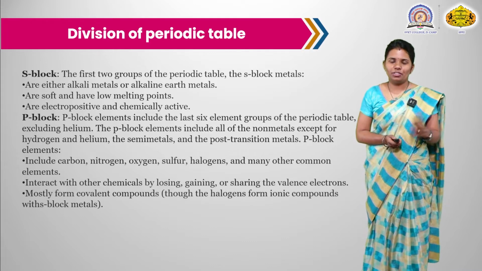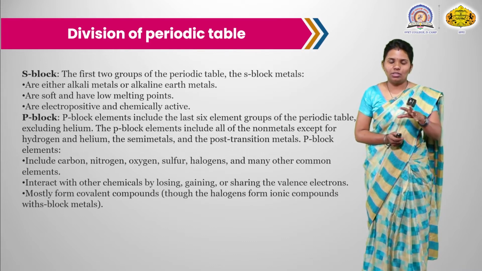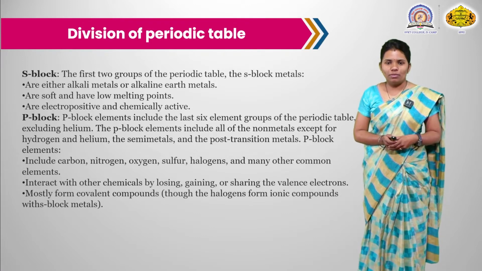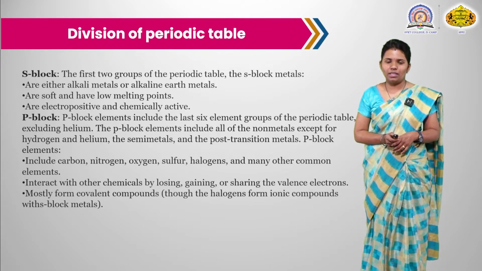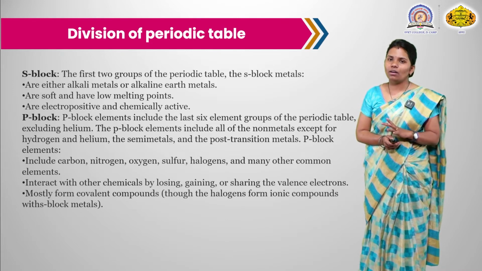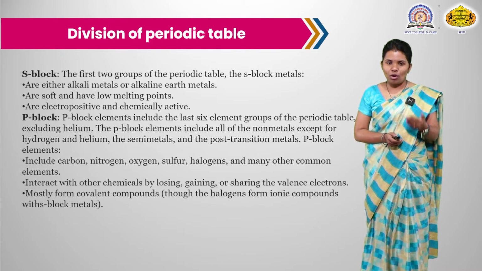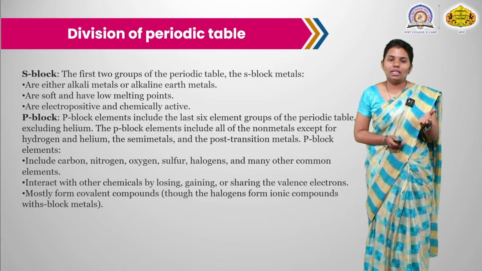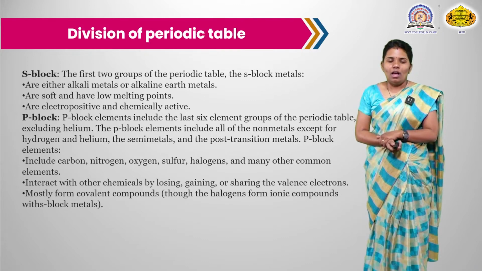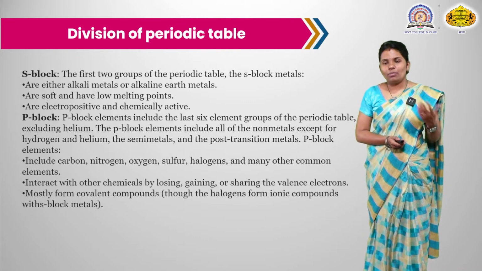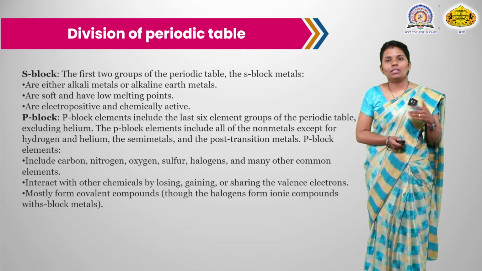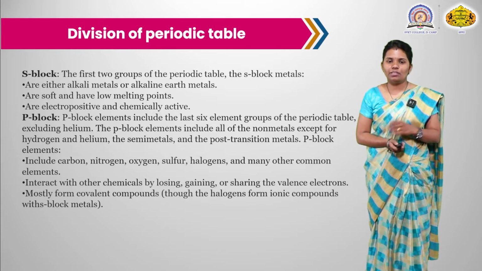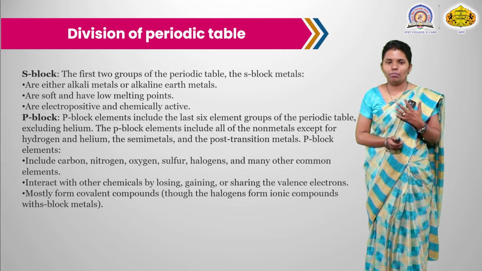So how is the classification of the elements on the basis of S and P block done? The S block consists of the first two groups of the periodic table. The S block elements are either alkali metals or alkaline earth metals. The first group or first column, and the second group or second column, are the alkali and alkaline earth metals. And they form alkalis, for example sodium hydroxide and potassium hydroxide. They are soft, have low melting points, and are electropositive and chemically active metals.